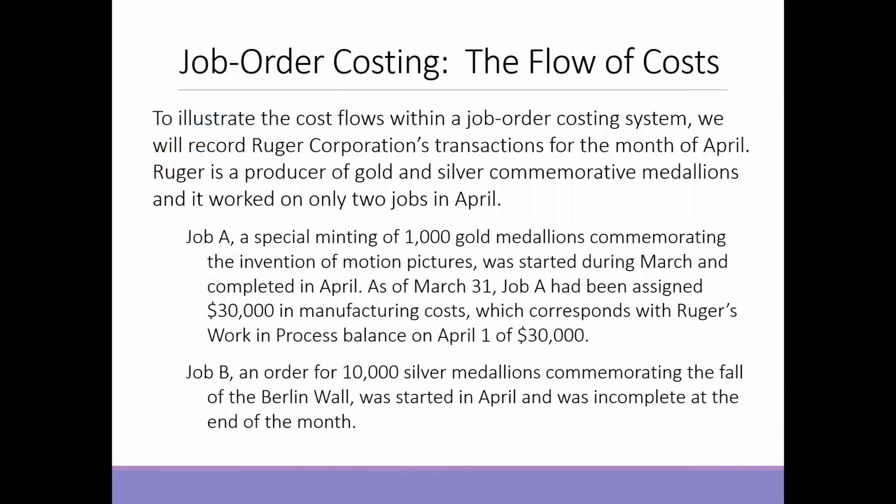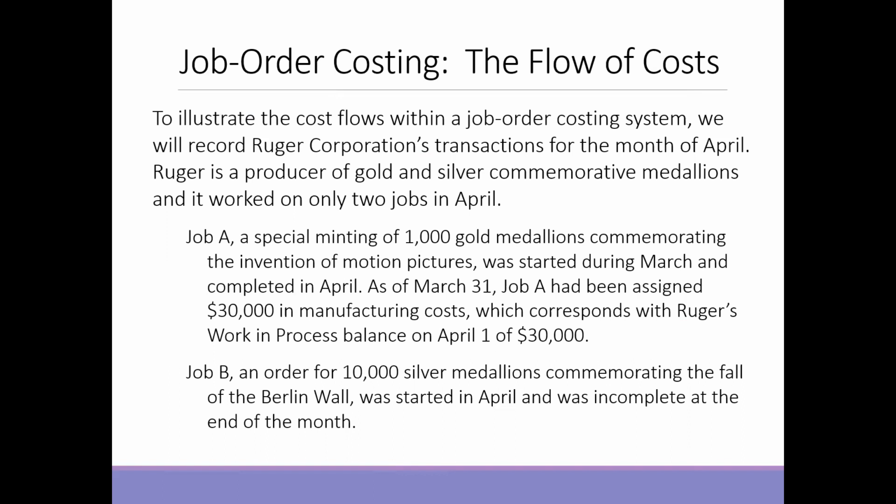So here we go. To illustrate the cost flows within a job order costing system, we're going to look at Ruger's Corporation's transactions for the month of April. Ruger's, a producer of gold and silver commemorative medallions, only worked on 2 jobs in April. The first job, a special minting of 1,000 gold medallions commemorating the invention of motion pictures. It began this job in March and it completed it in April.